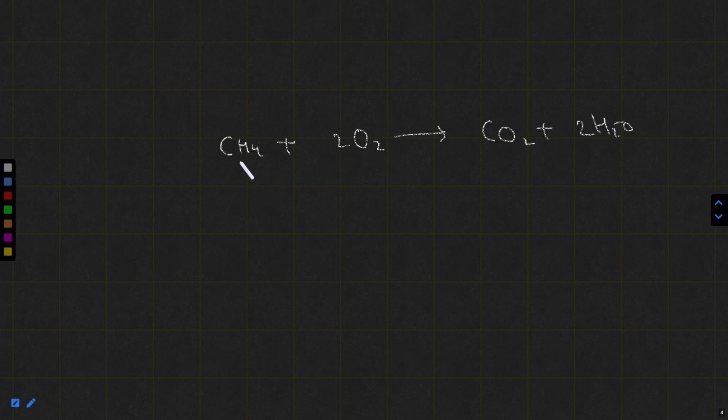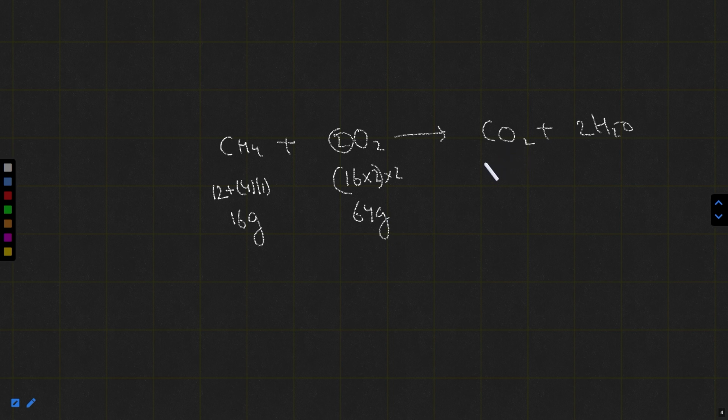Now what is the mass of 1 mole of methane? Anyone? For that we have to calculate the molecular mass. The atomic mass of carbon is 12, and the atomic mass of hydrogen is 1, so 4 into 1. That gives us 12 plus 4, 16 gram. Now if I talk about oxygen, 16 into 2, since 2 oxygens are present, and it is again multiplied by 2 for 2 moles. So that is 64 grams of oxygen.